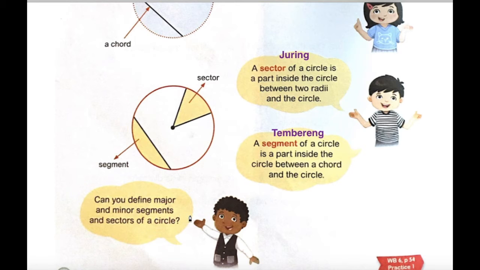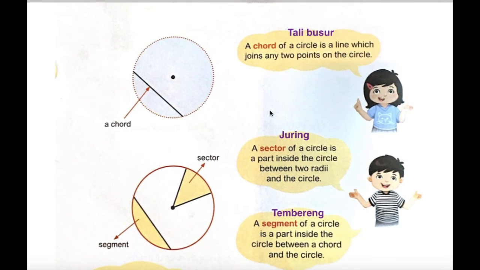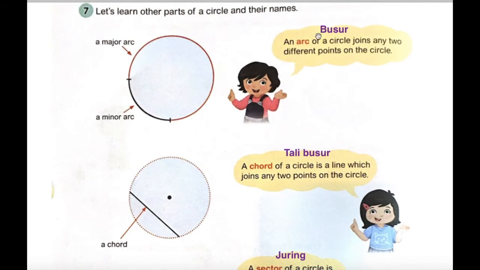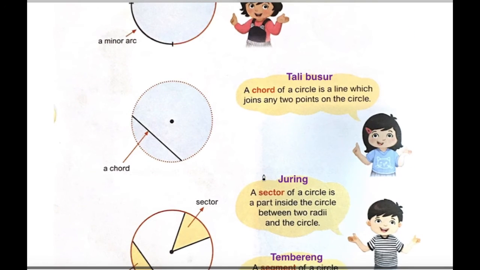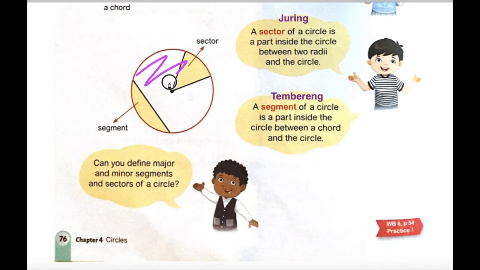So, now you know how to say it in English, ya. Tali busur, busur. Busur means arc. Tali busur, chord. Juring, sector. Tembereng is a segment. Okay. And here, in the segment, you can find a major segment, which is this one, the white one with the sector inside. The big one, ya. This is the major segment. Tembereng yang besar. And a minor segment, this one.